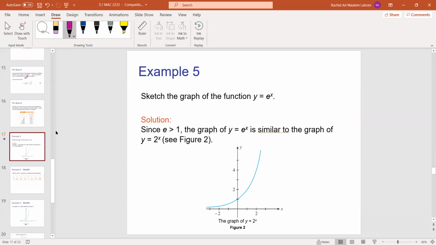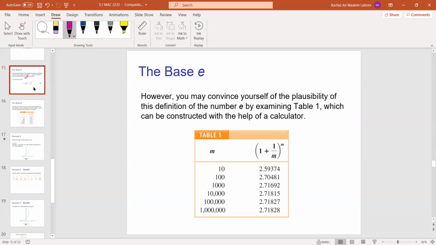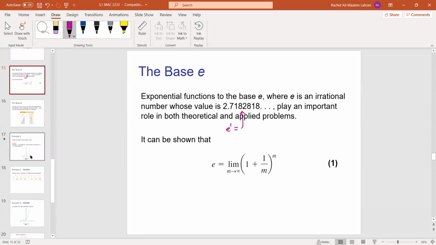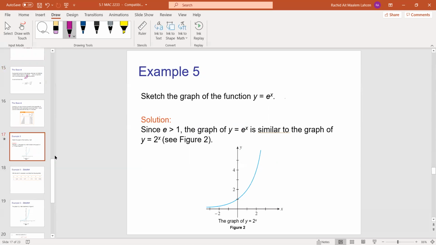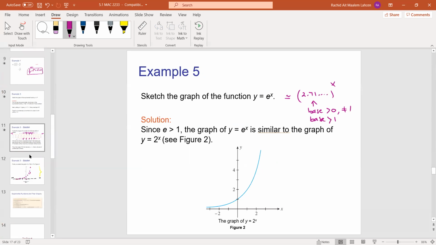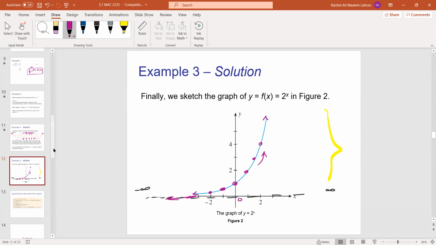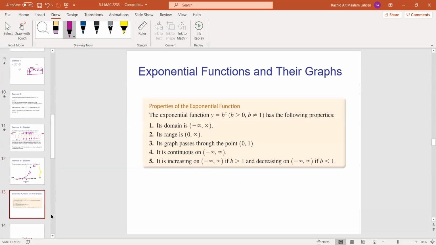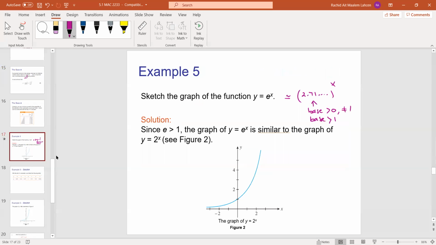If you were to graph this e, remember e being 2.71, so e^x, that's a base that is of course positive. It's not 1, but it's also greater than 1. Just like we saw in this example, this growth, this increase, it happens because this base is also greater than 1. So it's expected that's going to happen for this e power x.